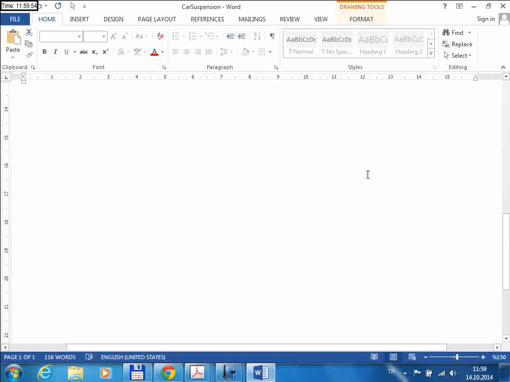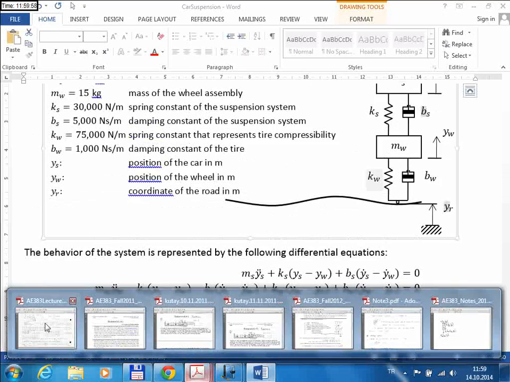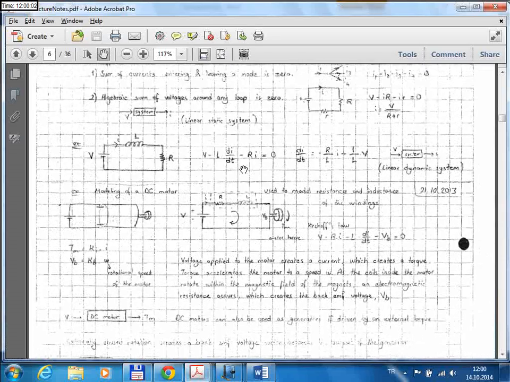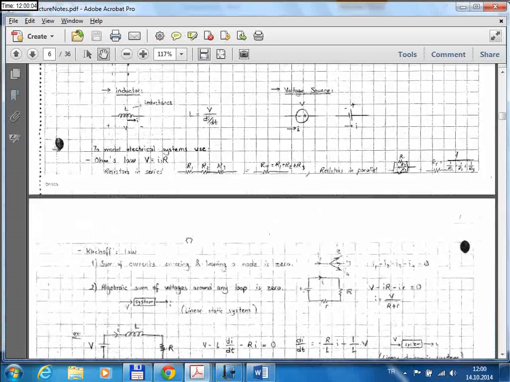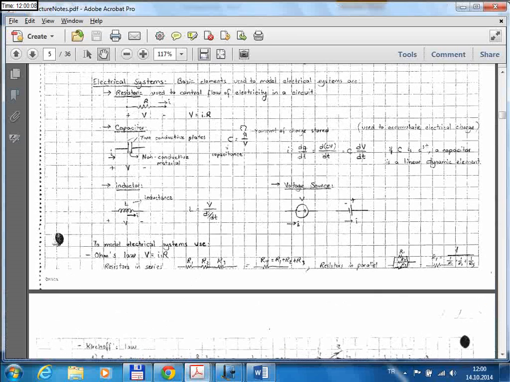So anyway, I think it's enough about this example. Let's move on to our next type of systems, which is electrical systems. I will show you more examples of this, but first let me show you the electrical systems.